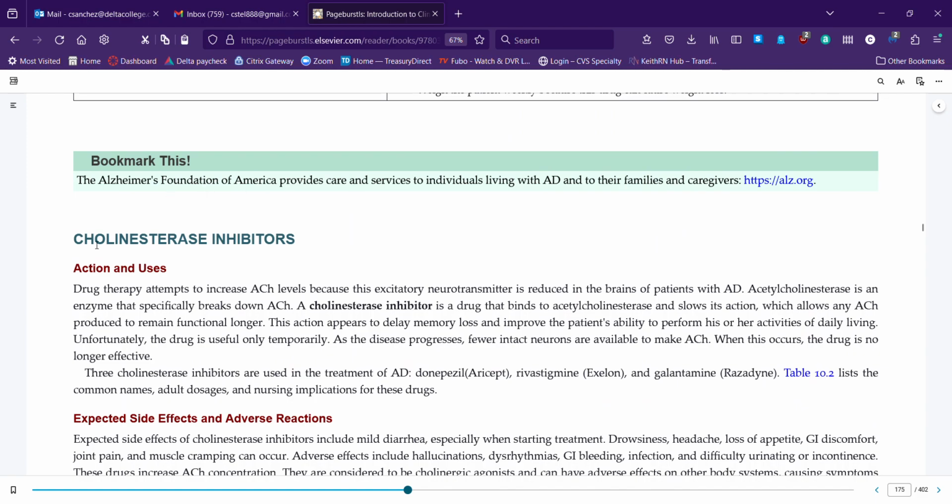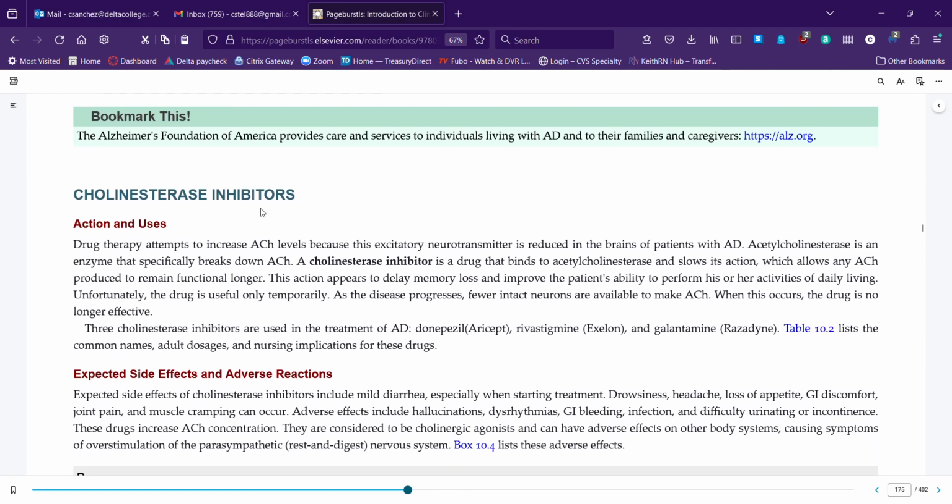So we have our cholinesterase inhibitors. So these are the drugs that attempt to increase the acetylcholine levels. Okay, so remember, acetylcholine is one of those excitatory neurotransmitters. So it's reduced in the brain of the patients with AD.